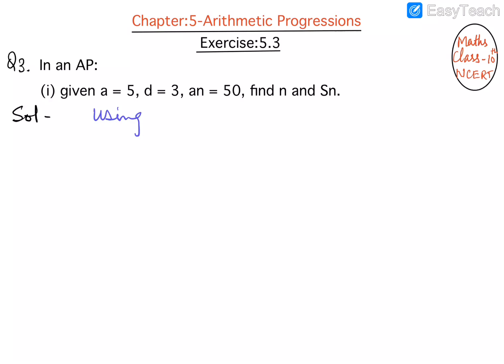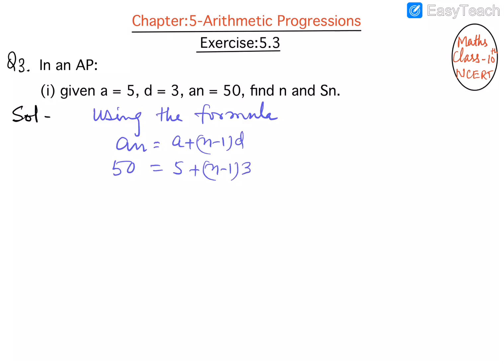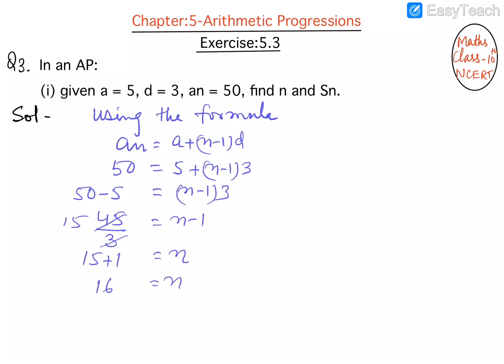Using the formula an is equal to a plus n minus 1 into d. This is 50, this is 5 and d is 3. So it becomes 50 minus 5 is n minus 1 into 3. So this is 45 by 3 is equal to n minus 1. 15, then 15 plus 1 is n, that is there are 16 terms in this AP.